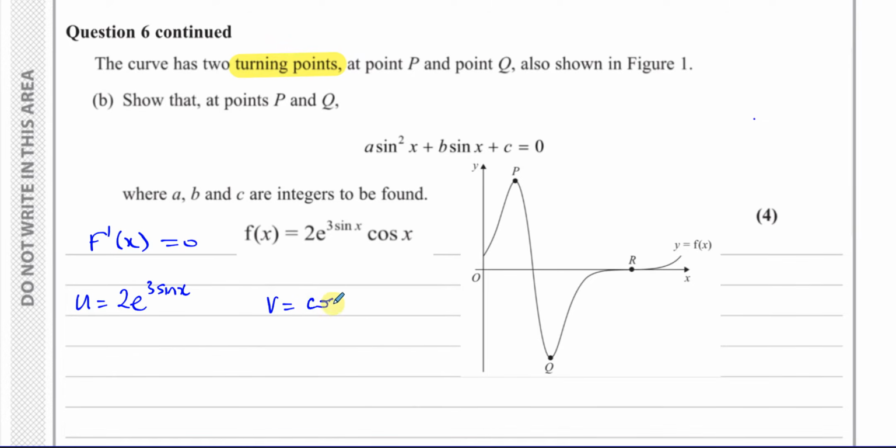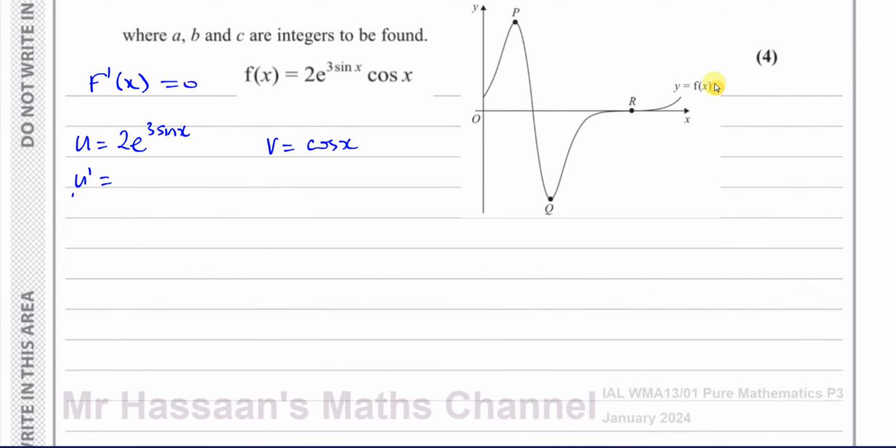be cosine x. So when I find the differential u dash, that's where you have to differentiate something of the form e to the power of something. When you differentiate something of the form e to the power of something, it stays the same. If I differentiate e to the power of x, it stays as e to the power of x. However, if I have e to the power of 4x, it stays as e to the power of 4x, but then I have to multiply by the differential of what's inside the function, which is 4.